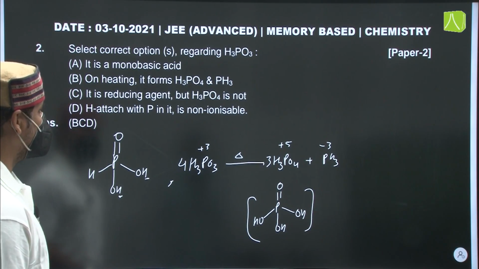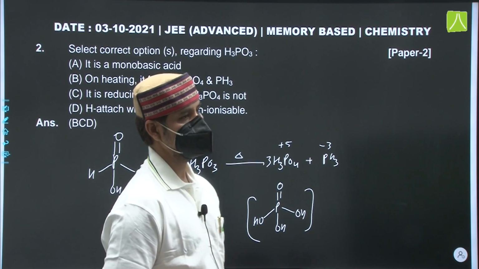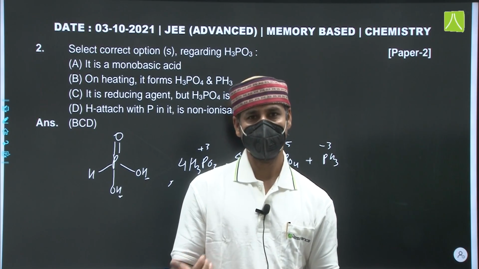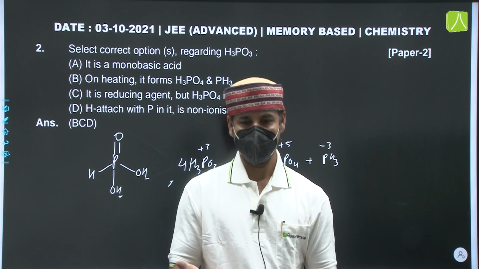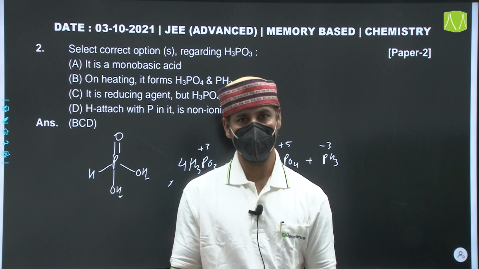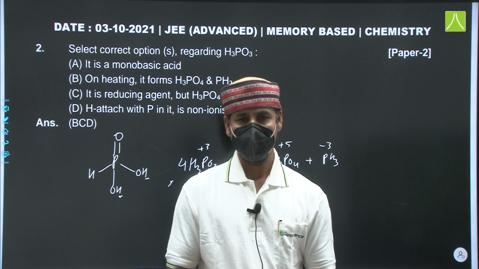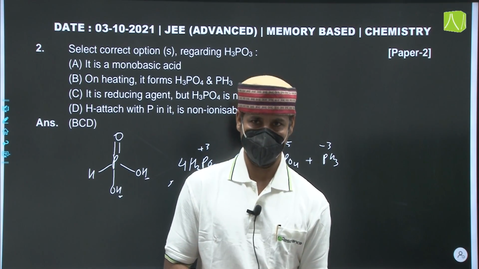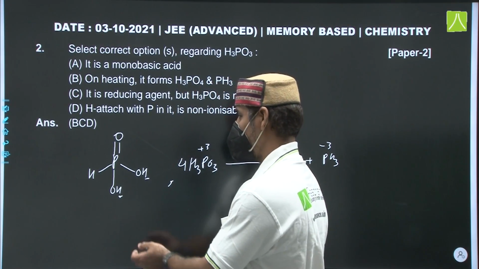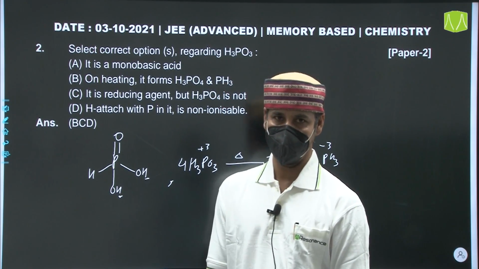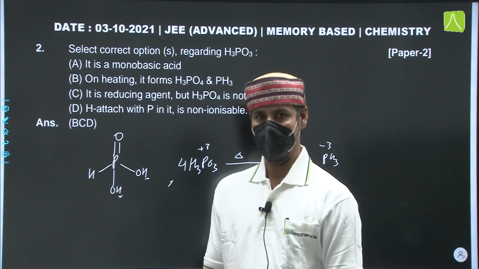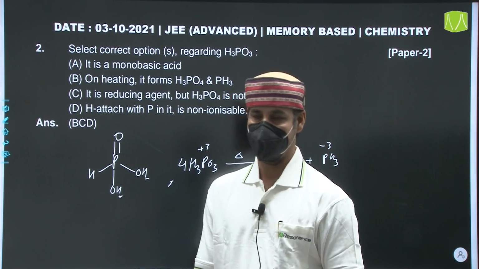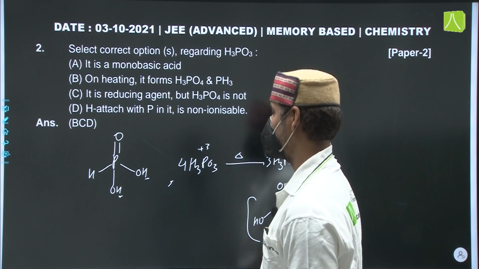Let's come to the C option. It is a reducing agent, but H3PO4 is not. Students, hydrogen attached to a non-metal like phosphorus, arsenic, antimony, boron, chlorine, bromine, iodine, those hydrogens attached to the non-metal are generally reducing. As we can see, phosphorus acid has 1 hydrogen attached to the phosphorus, so it has reducing nature. It gives hydrogen as a reducing agent. So C option is again correct.